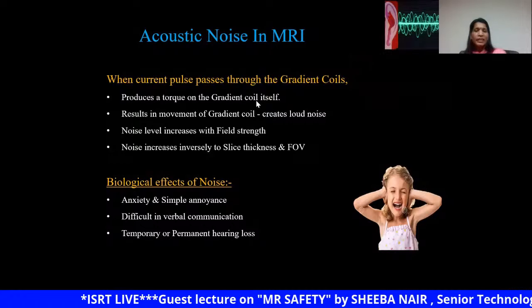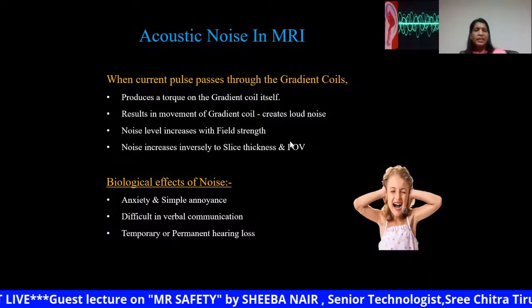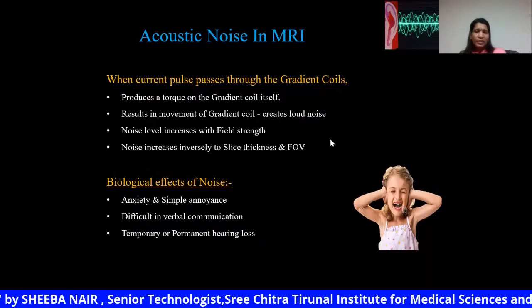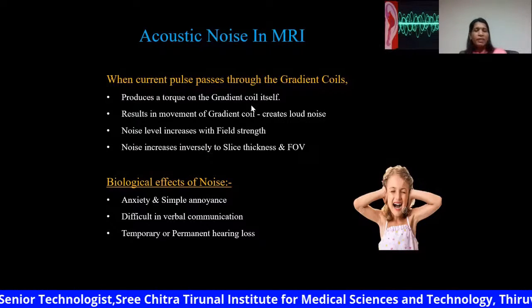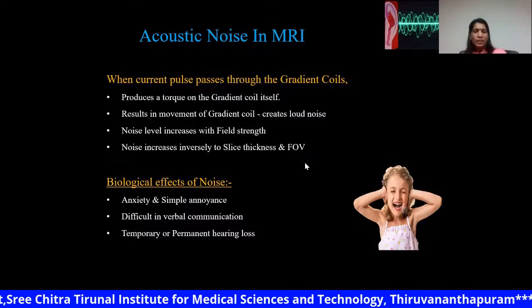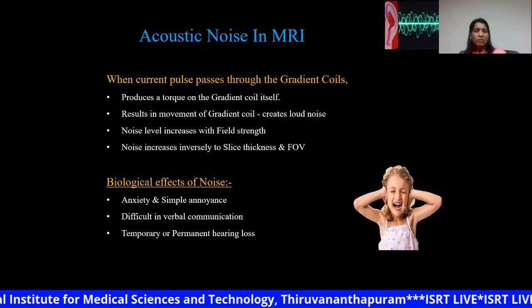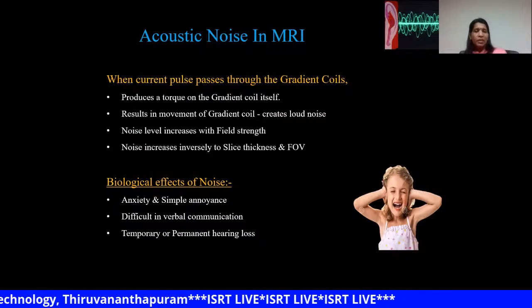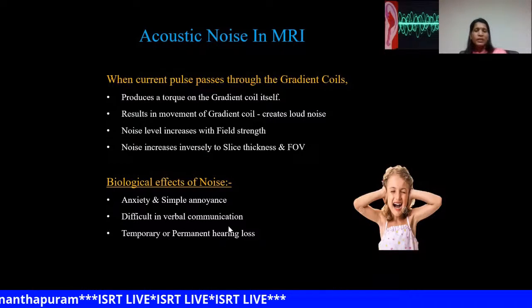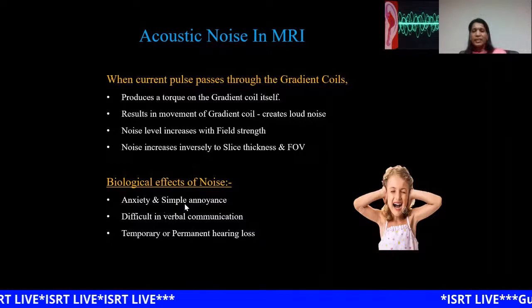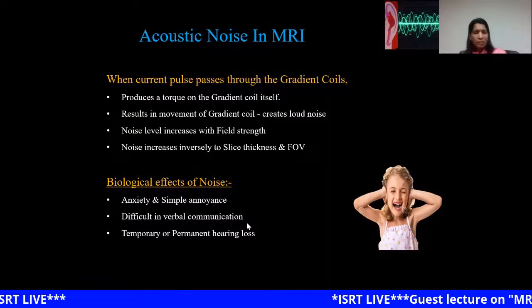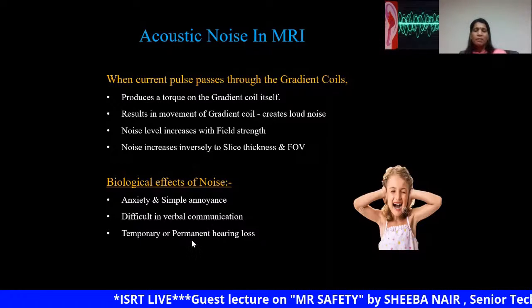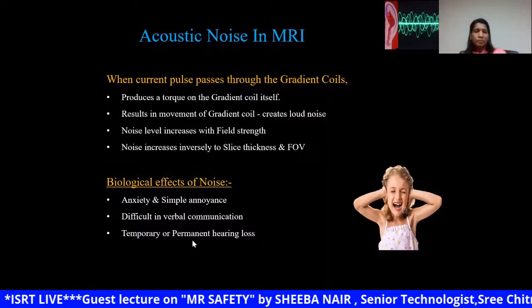When the gradients are switched at a rapid rate, there will be a movement of the gradient coils. There will be torque exerted on the gradient coil, which will appear as loud noise. So when the gradient switching is faster or the field strength is higher, the noise will be higher. This noise can produce anxiety in the patient. It will make verbal communication difficult, and it can also produce temporary or permanent hearing loss.